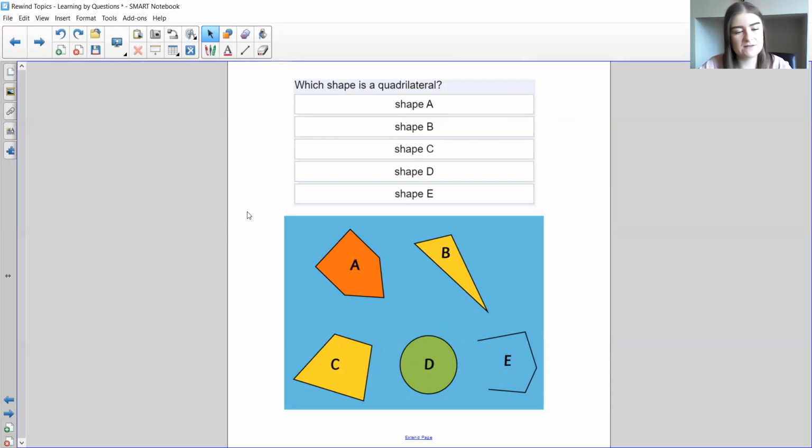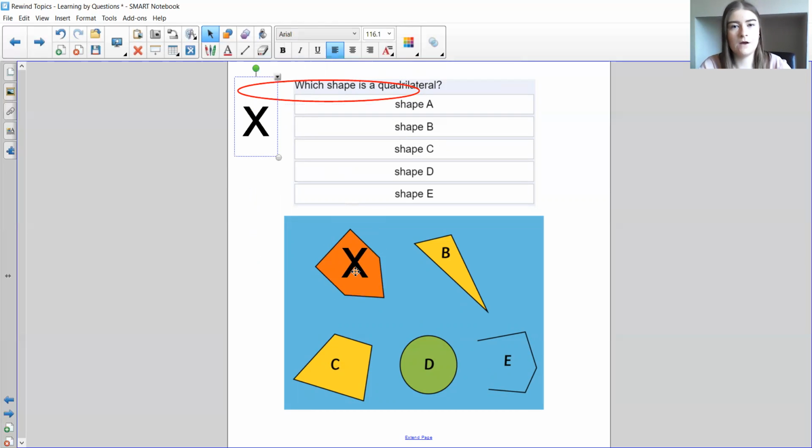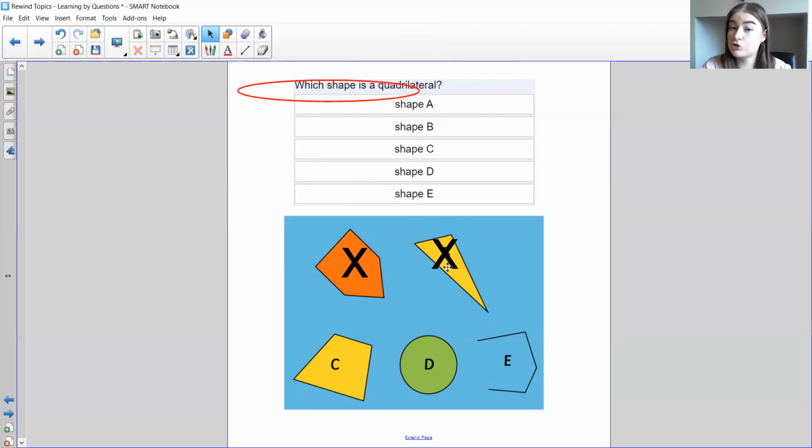So which shape is a quadrilateral? I've got my answer circle ready. Which shape is a quadrilateral? Now, I know that a quadrilateral's got 4 sides. So I'm going to go through and get rid of anything that's not got 4 sides. A has got 1, 2, 3, 4, 5. So that is a pentagon. Let's put a big cross through it. B has got 1, 2, 3 sides. That is a triangle.